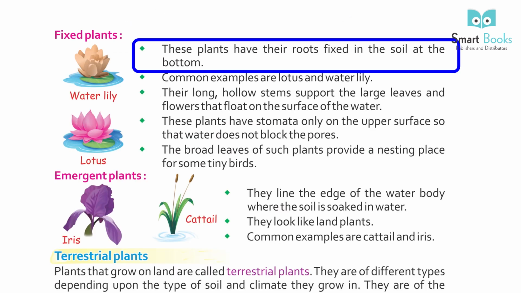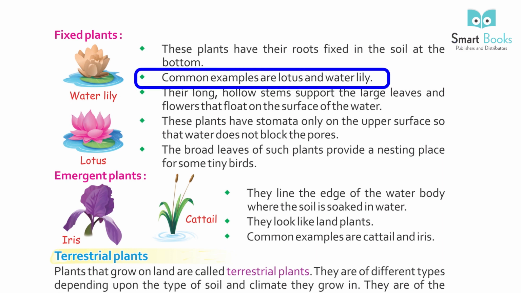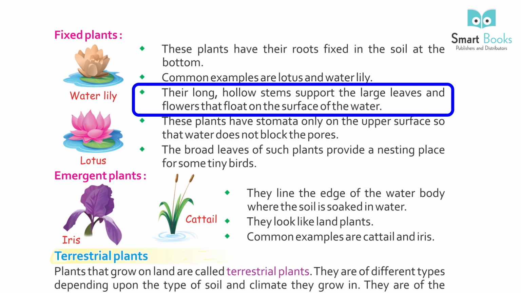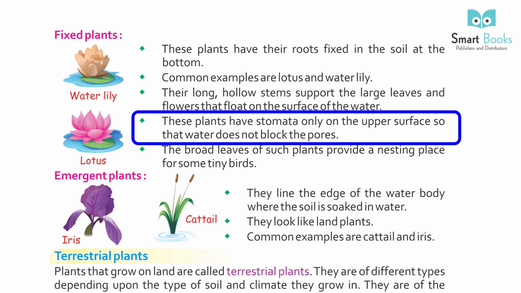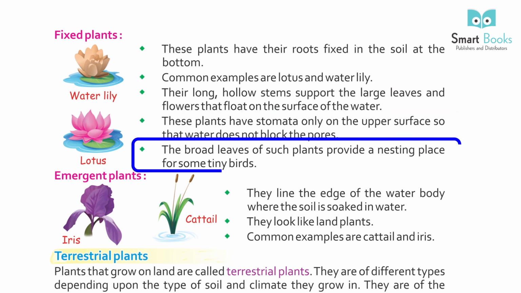Fixed plants. These plants have their roots fixed in the soil at the bottom. Common examples are lotus and water lily. Their long hollow stems support the large leaves and flowers that float on the surface of the water. These plants have stomata only on the upper surface so that water does not block the pores. The broad leaves of such plants provide a nesting place for some tiny birds.